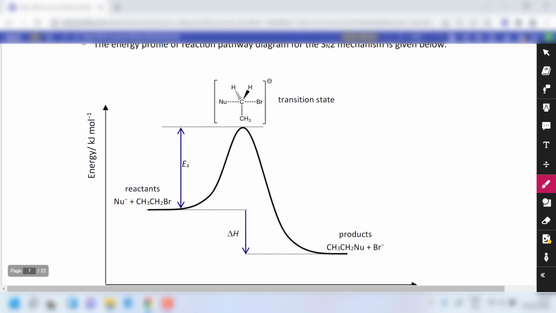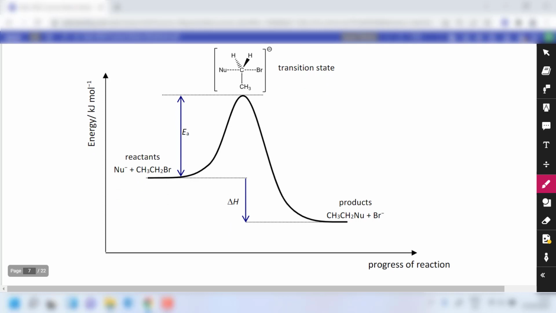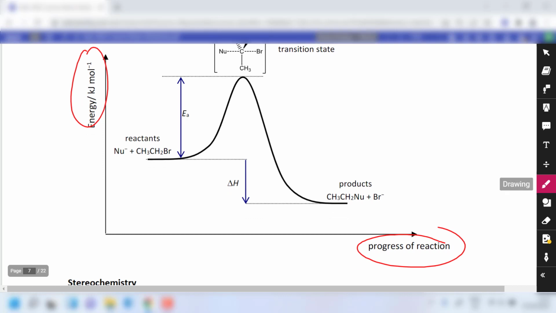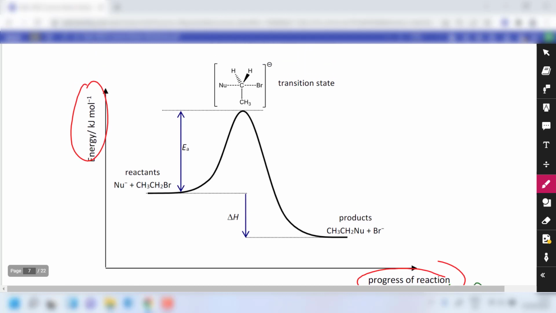The energy profile is shown here. So this is the energy profile diagram. We are sketching energy against the progress of reaction, or in the more advanced version of some textbooks, or even in H3, we call this the reaction coordinate. If you are interested to know why it is called reaction coordinate, you can read more about it, but the proper term is reaction coordinate.